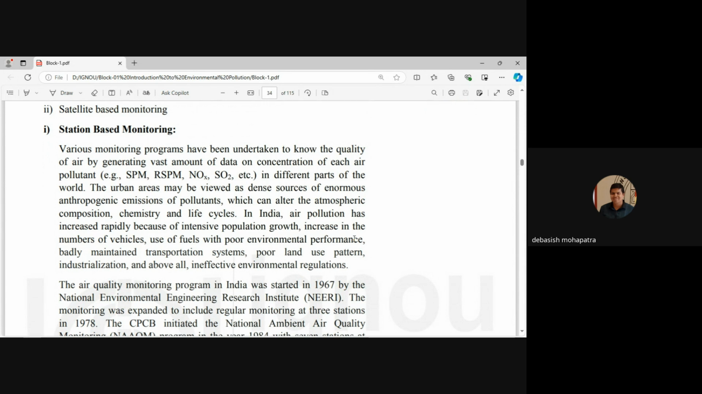The urban area may be viewed as a dense source of enormous anthropogenic emission of pollutants, which can alter the atmospheric composition, chemistry, and life cycle. In India, air pollution has increased rapidly because of intensive population growth, increase in the number of vehicles, use of fuel with poor environmental performance, badly maintained transport system, poor land use pattern, industrialization, and above all, ineffective environmental regulation. So these are the main causes due to which air pollution has increased in India.